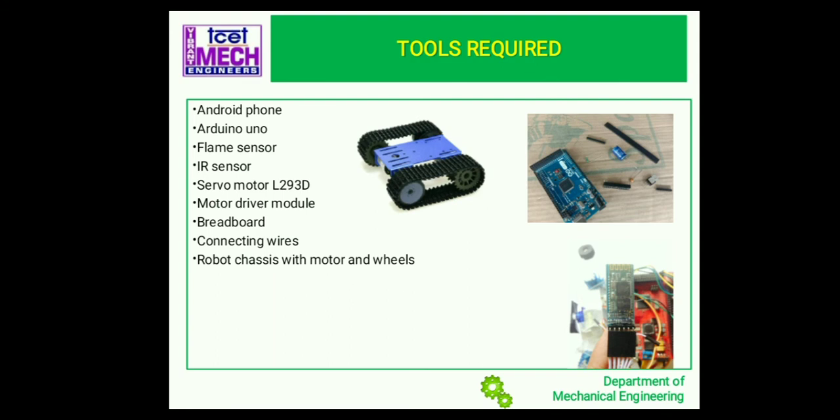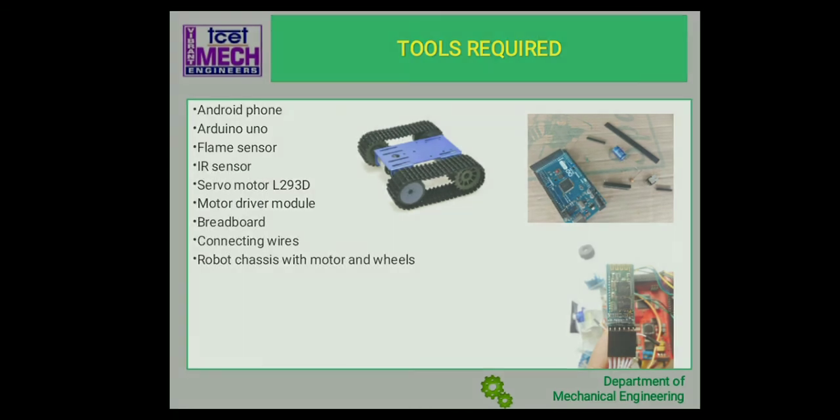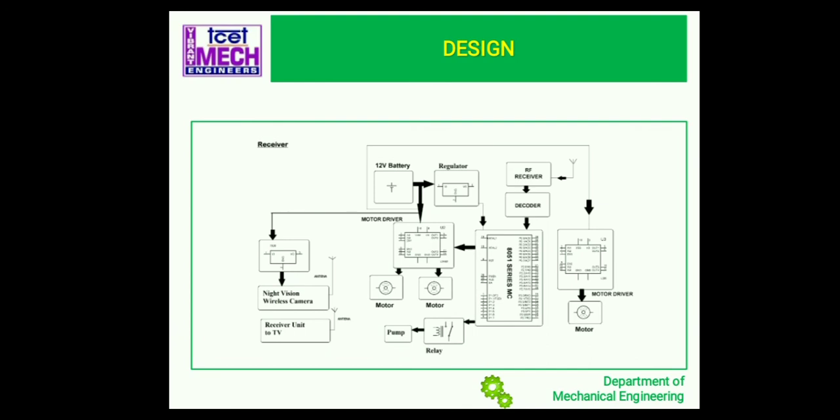And the torque required is also applicable. Motor drive module, then breadboard, connecting wires, robot chassis with motor and wheels. In the robot chassis, we have a base made of mild steel, and for tires we are using belt conveyors also. Then the second topic is design. In design, we have three motors and there are two motor drivers. Two motors are connected to one motor driver and another motor is connected to another single motor driver.